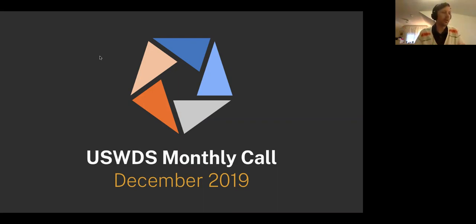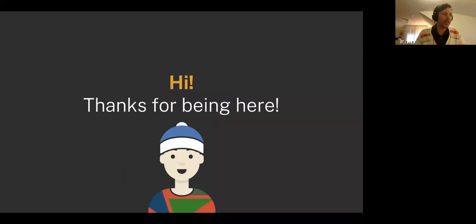So here we are. Welcome to the US Web Design System monthly call for December 2019. Here in this slide deck, at least, it's holly jolly winter wonderland. My name is Dan Williams, and I'm the product lead for the US Web Design System, and I've got my virtual ugly USWDS Christmas sweater on. In real life, I have a different ugly sweater on right now.